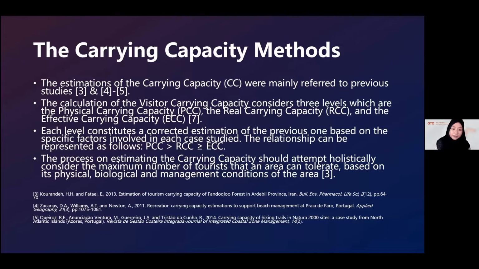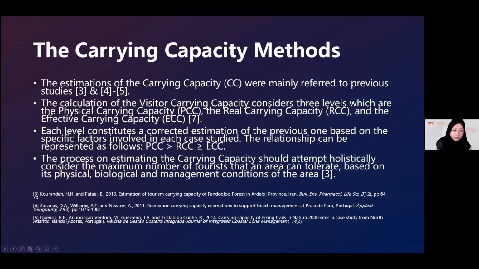Then each level is corrected, meaning that we have a bigger number and we reduce it by factors, and after we consider so many factors through the management tools, we have a smaller number of visitors to the area, right? So the process of estimating the carrying capacity should holistically consider the maximum number of tourists that an area can tolerate based on physical, biological, and management conditions.